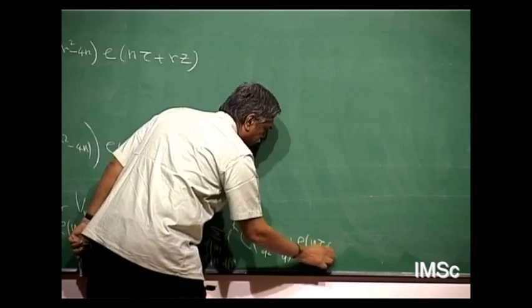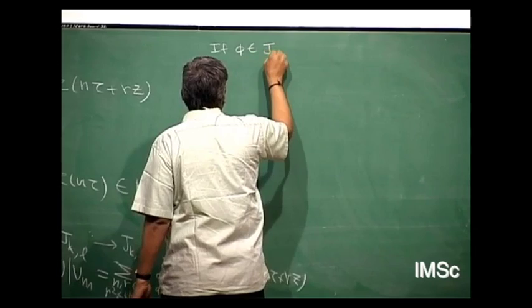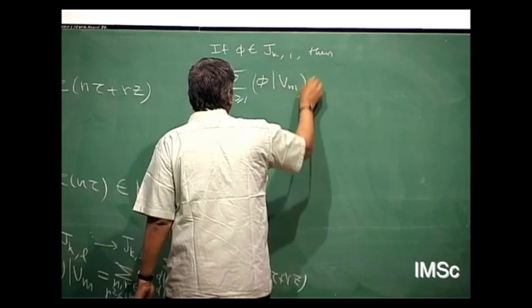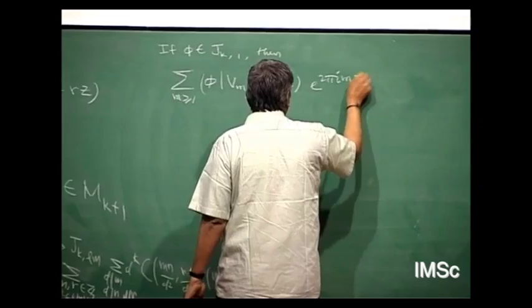This is an operator, and once we introduce this operator, if φ is in J_{k,1}, then the summation over m greater than or equal to 1 of φ bar V_m, this is a two variable function, e power 2πi mτ', is in the Maass space.